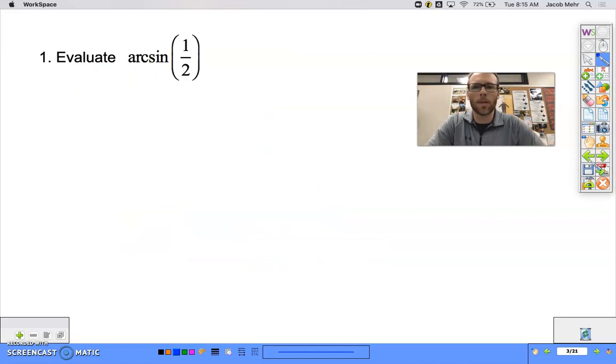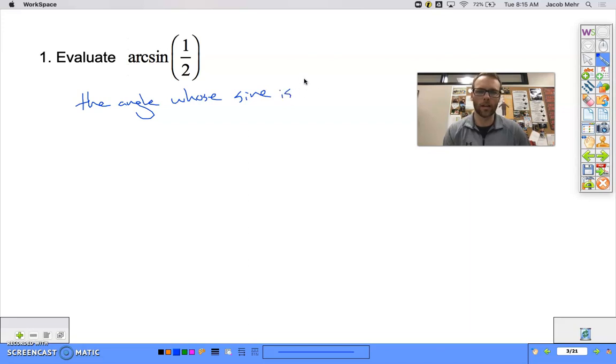Now let's evaluate the arc sine of 1/2. Again, the phrase that I'm using is I want to find the angle whose sine is 1/2. I know I used my calculator on that last example, but let's go to our unit circle here. The angle whose sine is 1/2.